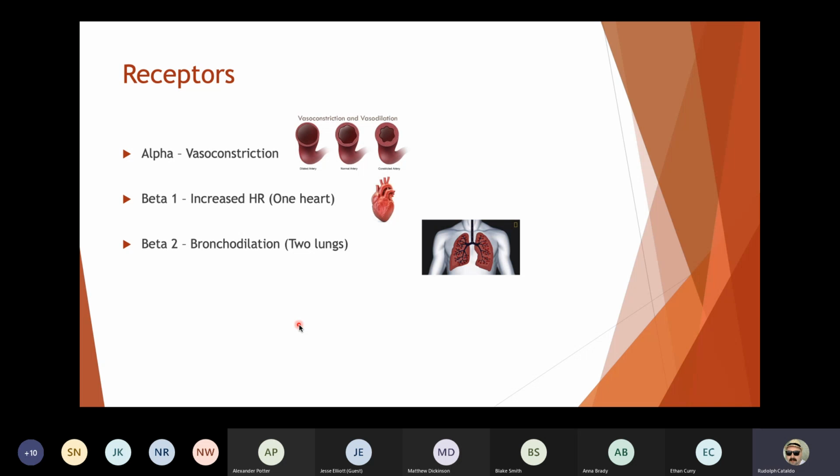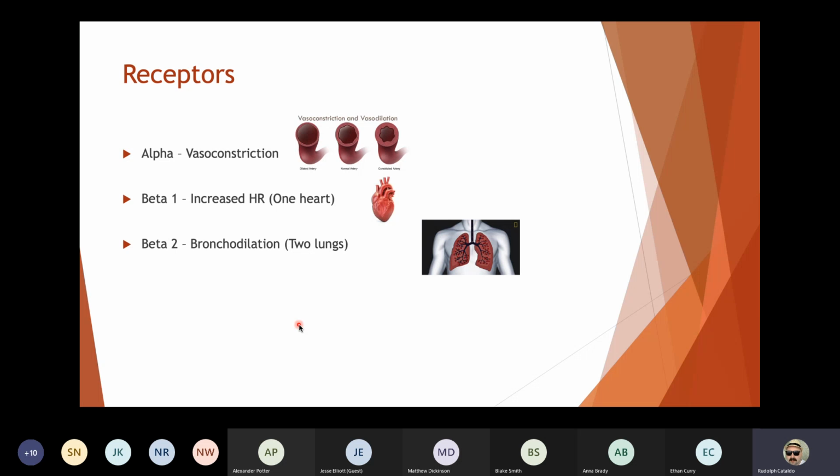I heard a couple people say that this kind of stuck with them a little bit, and I'm glad. Which is the common receptor sites that we're going to deal with when we're talking about medications, which is your alpha, beta 1, and beta 2. Alpha, any medication that has alpha properties creates vasoconstriction, such as epinephrine. Beta 1, increased heart rate, so one heart. Beta 2, bronchodilation, so two lungs.